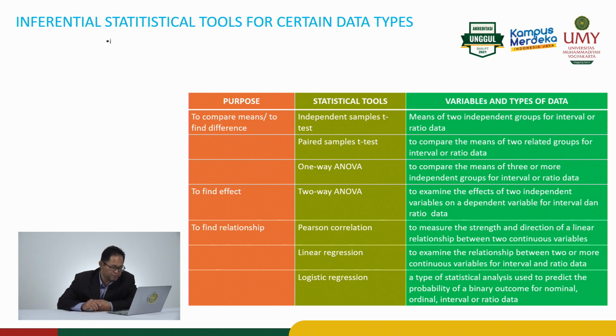Linear regression, again the same. If you would like to use linear regression, it is to find the relationship, and it can also be used to measure the relationship and contribution, and the data should also be interval and ratio. And the last one, logistic. Logistic is a type of analysis used to predict the probability of a binary outcome, for nominal and interval or ratio data.